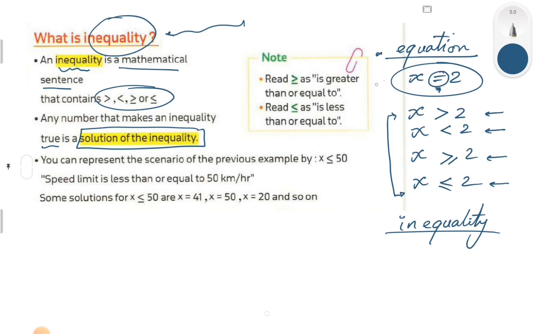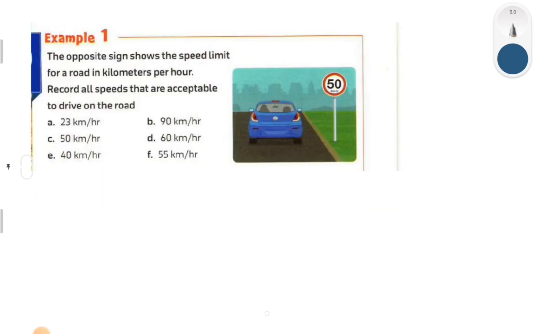Now, this equation is already solved, x equal 2. But when we said x greater than 2, then what is the solution of x greater than 2? What's the number greater than 2? Maybe 3 or 4 or 5 or 6 and so on. What is the number x less than 2? Less than 2, it's maybe 1 or 0 or minus 1 or minus 2 or minus 3 and so on. Okay? Example number 1.